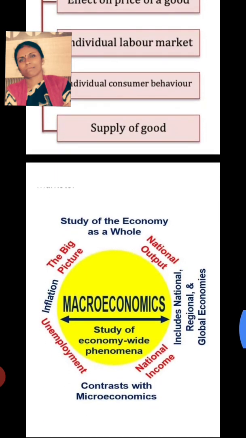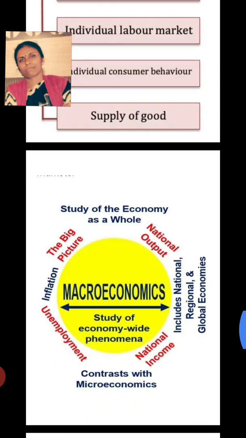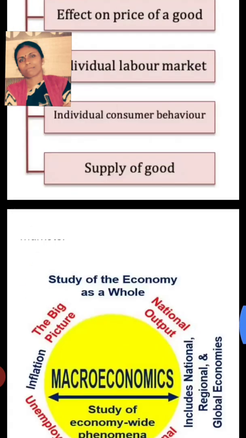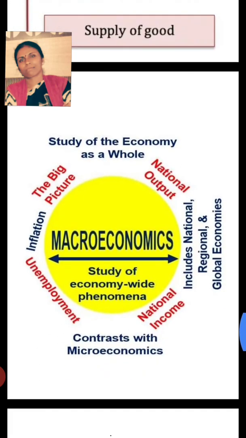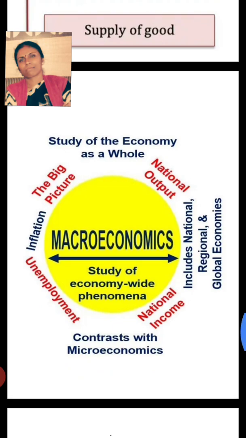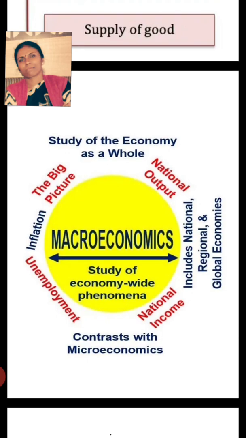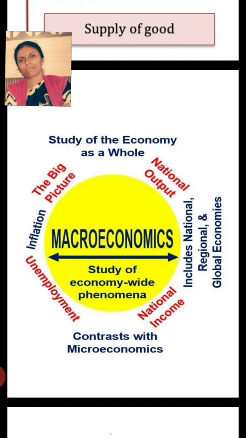Come to the next very interesting point, that is macroeconomics. So, what is macroeconomics? The study of macroeconomics means the economy as a whole. So what it includes we already discussed. That is explained with the help of a diagram. Unemployment is there, inflation is there, and then national output is there, national income is there. A wide range of phenomena are given here. It includes national, regional, global economies, etc.